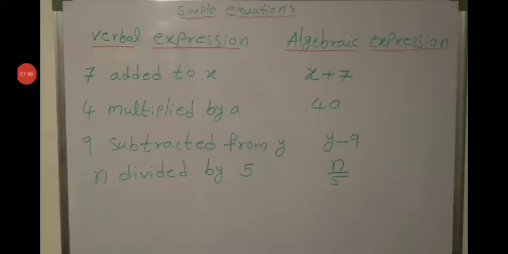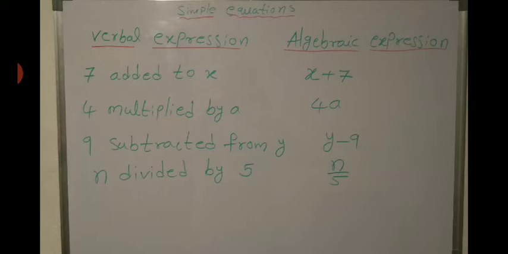Sorry, we cannot subtract 9 from y from 9. Next, we cannot write 5 by n because it is n divided by 5, not 5 divided by n.